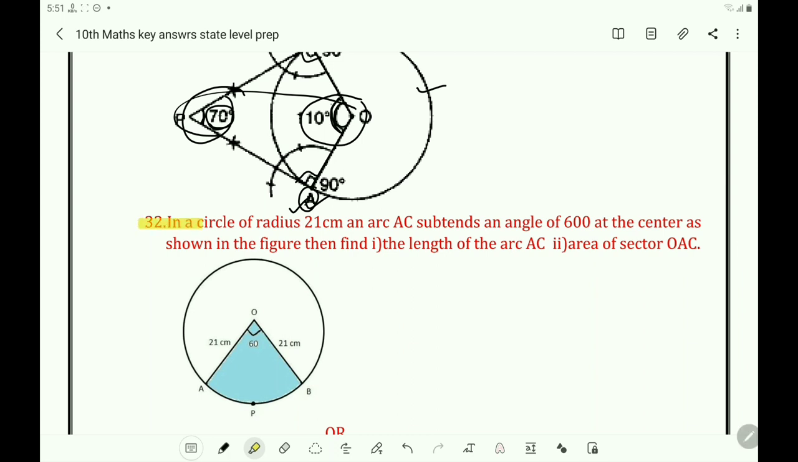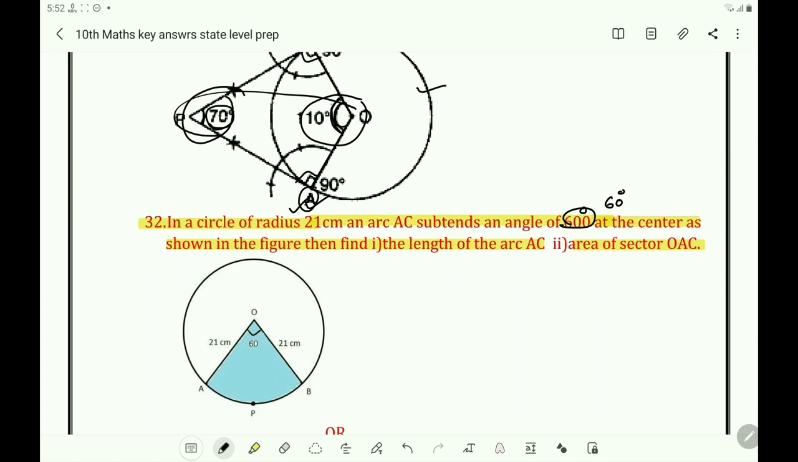Question number 32. In a circle of radius 21 cm, an arc AC subtends an angle of 60 degrees at the center as shown in the figure. Then find the length of the arc AC and area of the sector OAC. Here what is given? Angle subtended by the arc is given. That is how much? That is 60 degrees. Here what you have to find out? You have to find the length of the arc and also area of the sector OAC.